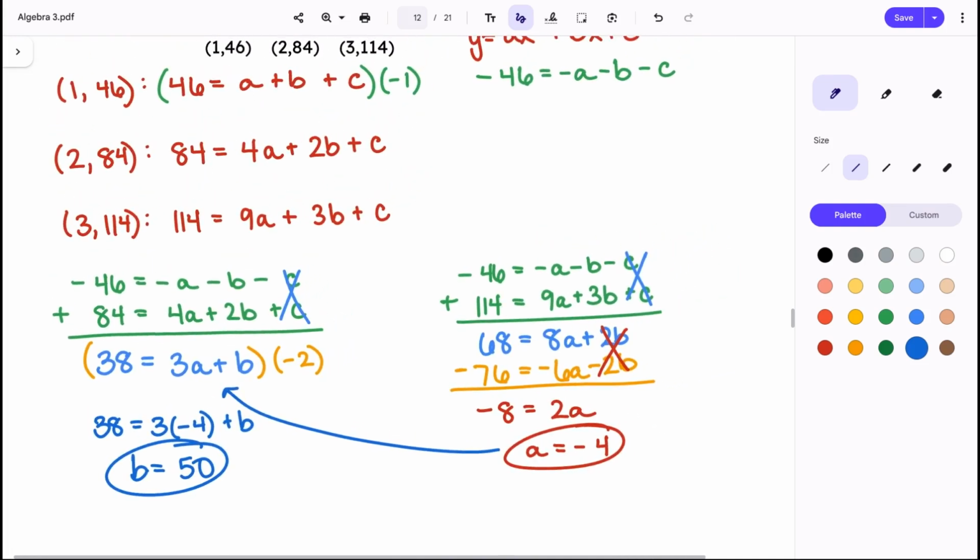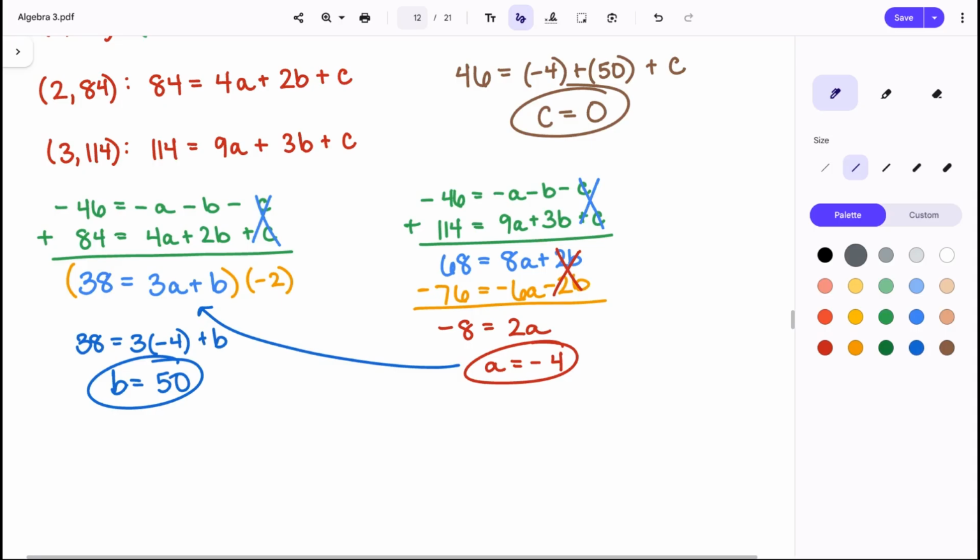And then if I go back to the beginning, if I do 46 equals -4 plus 50 plus my c, what do we get for c? It's 0. So let's write our equation. Remember, it's y equals ax squared. So what are we putting in for a? So -4x squared. What goes in for b? 50. So plus 50x. And there is no c. You don't have to write plus 0. We can just leave it here.